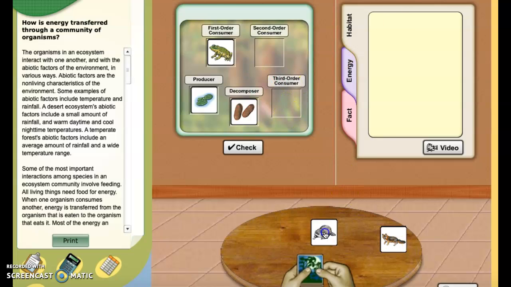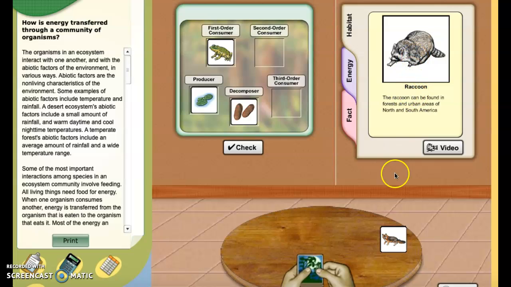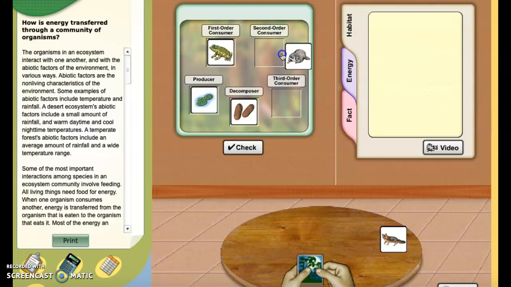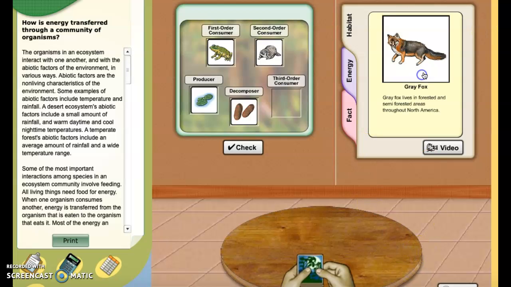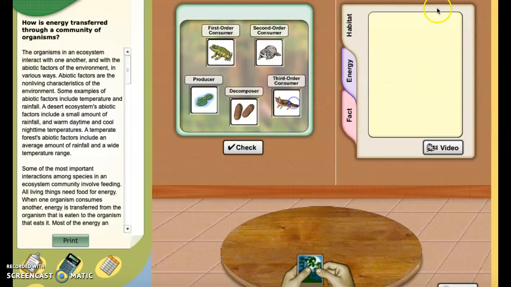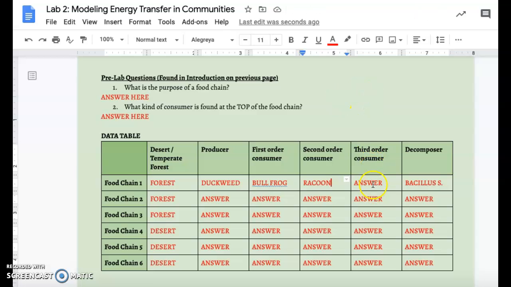And what do I think eats the bullfrog? What is this? This looks like a raccoon. A raccoon? Yeah, right? I think this might be bigger than a raccoon, so I'm going to go for it. I'm going to go for my raccoon as second order. And I'll just put this gray fox. Gray fox as my third order. I think the gray fox is bigger than the raccoon. You could also just put fox if you want.